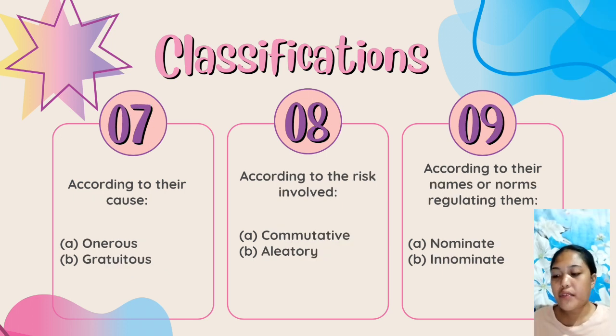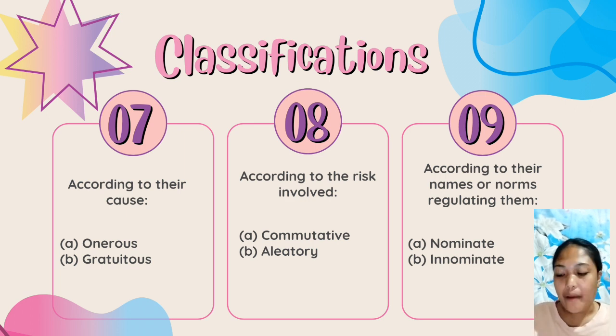The last slide, we have here the seventh one, which is according to their cost, and under this are the onerous and the gratuitous. The eighth one, we have here according to the risk involved, the commutative and the aleatory. And the ninth one, we have here according to their names or norms regulating them. We have here the nominate and the innominate.